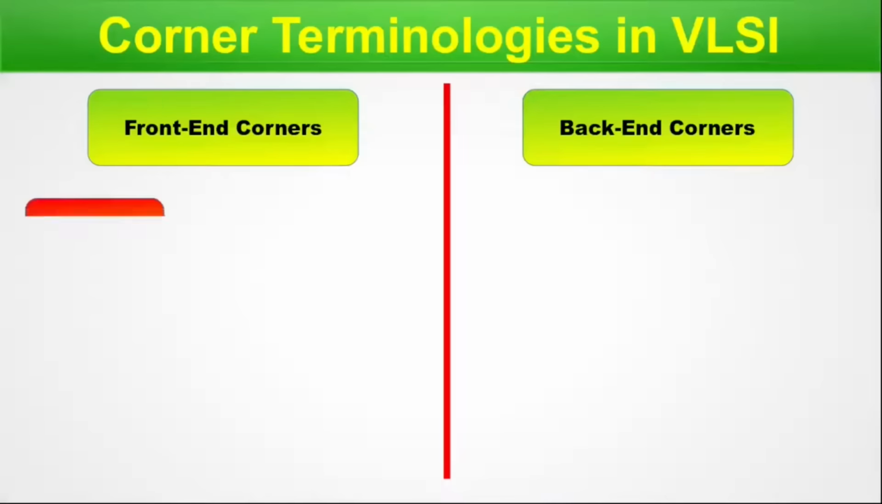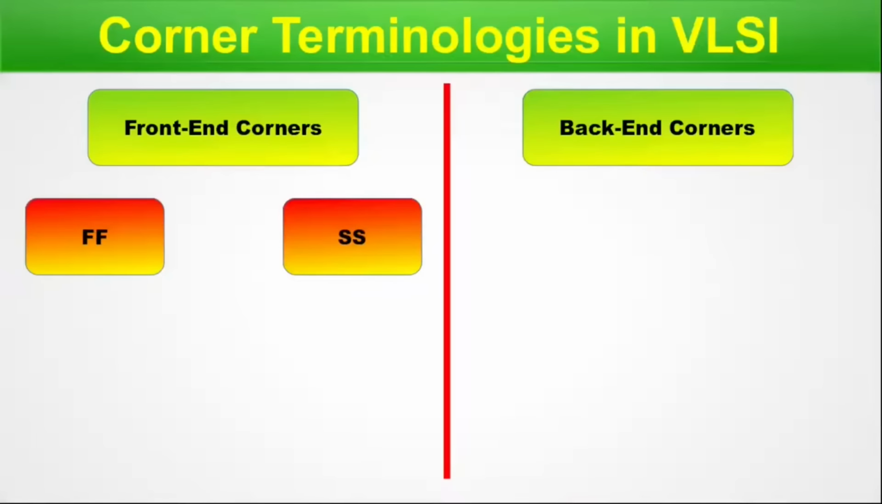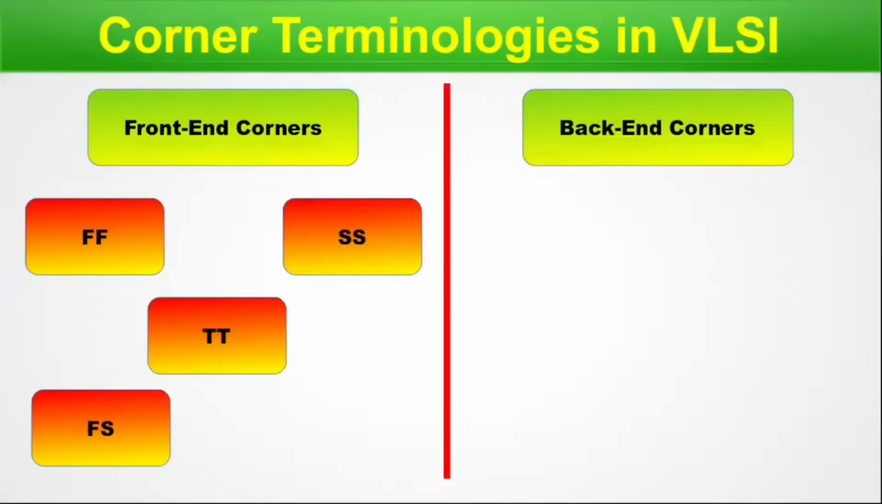So what are the front end corners? Fast, abbreviated as FF. Slow, abbreviated as SS. Typical, abbreviated as TT. Now, there will be combinations of fast and slow, that is FS, or SF, that is slow and fast. So these are front-end corners. These are typically the process corners, and here we are not talking about the voltage and temperatures.